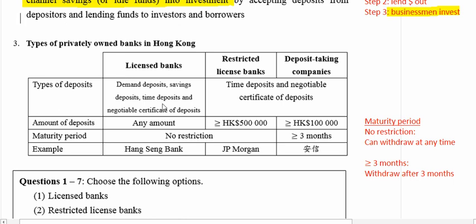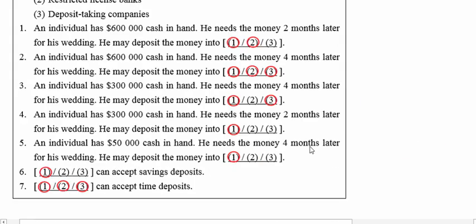The licensed banks are used by the general public, you and I. For example, Hang Seng Bank and HSBC. The other 2 are usually used by rich people and businessmen. Note that there is no regulation on the maturity of deposits into licensed banks and restricted license banks. That is, people can withdraw at any time. For deposit-taking companies, the minimum maturity period is 3 months. People can only withdraw at least after 3 months. Now please check the answers.